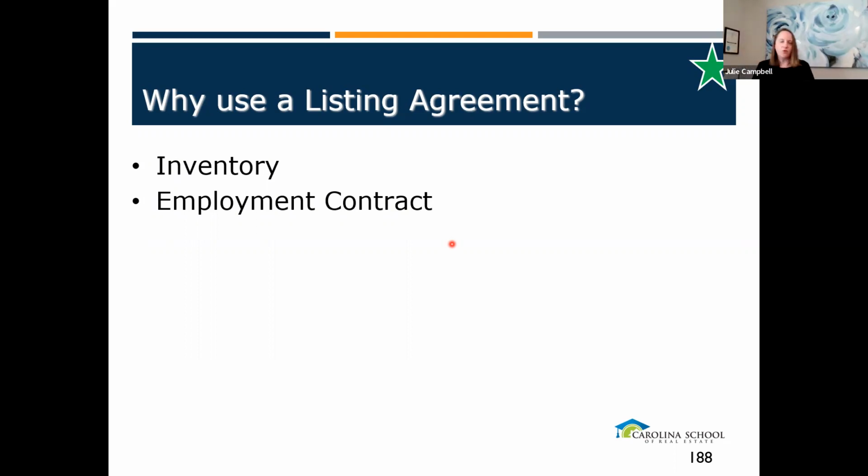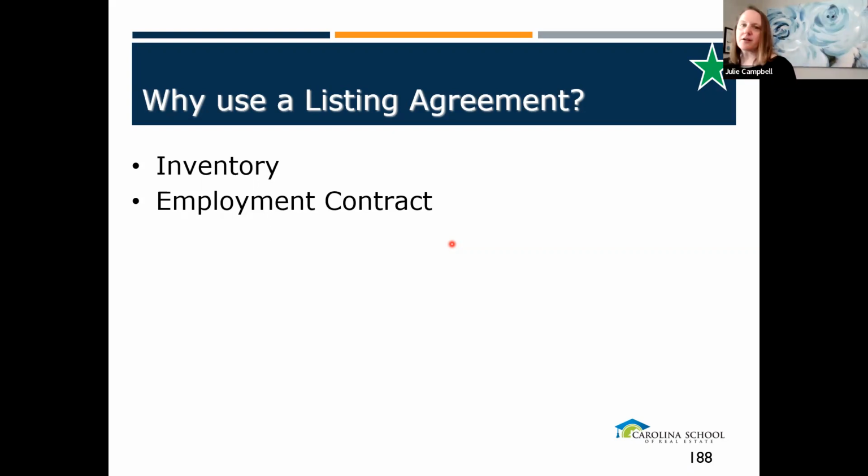So one of the big things the employment contract does, specifically in this case the listing agreement, is it makes the seller pay me when I've done the job that I was hired to do. And what job was I hired to do? Market and sell their home. Once I've done that, I've earned my commission. So an employment contract has got to offer compensation.